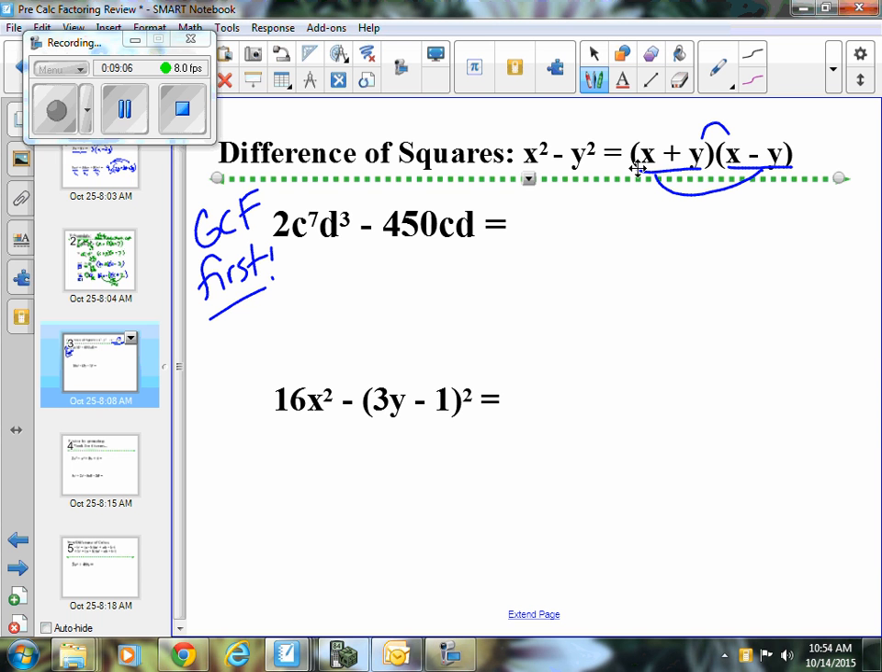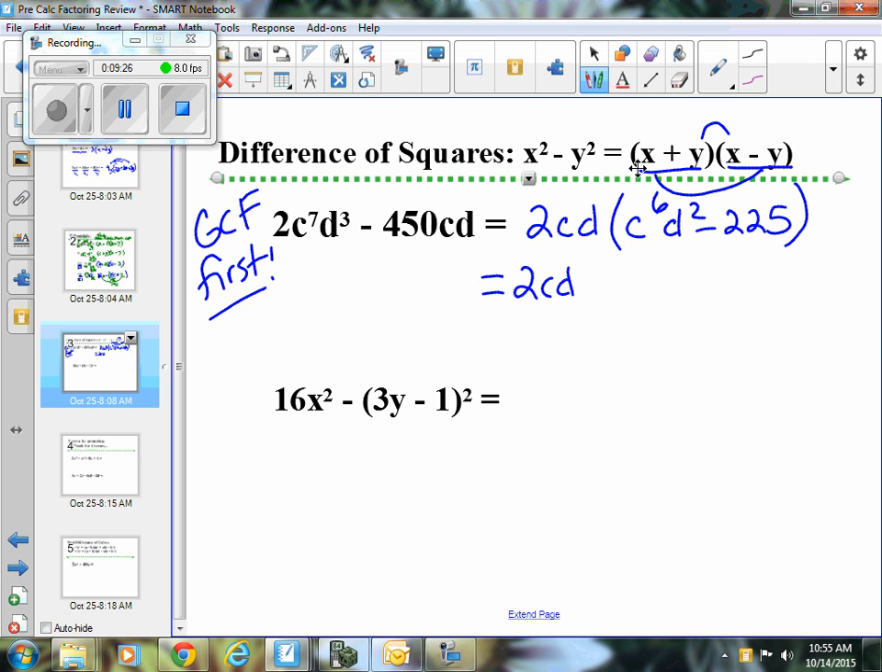Looks like a 2, and I think both of them have a C and both of them have a D. So I'm going to pull that out first, and what that's going to leave me with is it looks like C to the 6th, D to the 2nd, and then minus 225. So make sure you pull out GCFs first. That's still in play. So that's going to be out front.